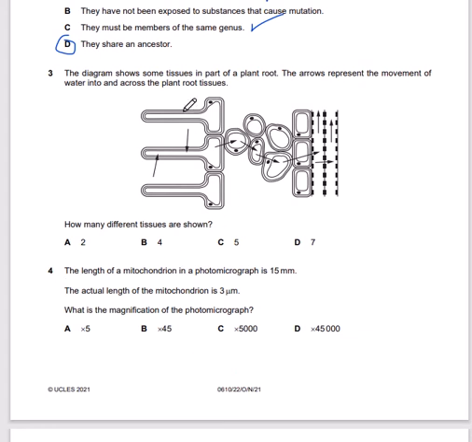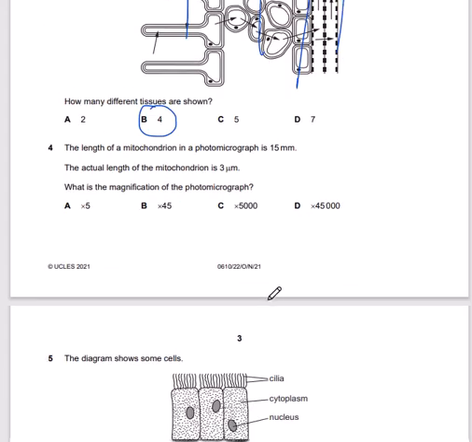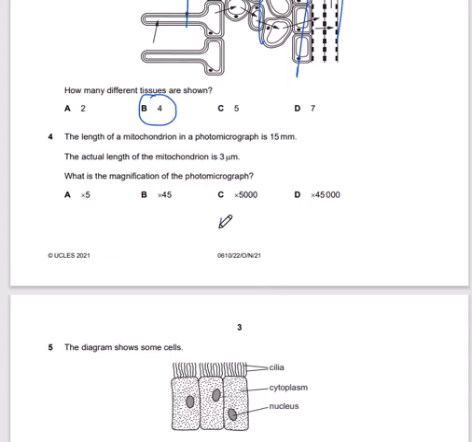How many tissues are shown? 1, 2, 3, 4. I'm not really having a calculator at the moment, so I'll write this answer in the comment section.